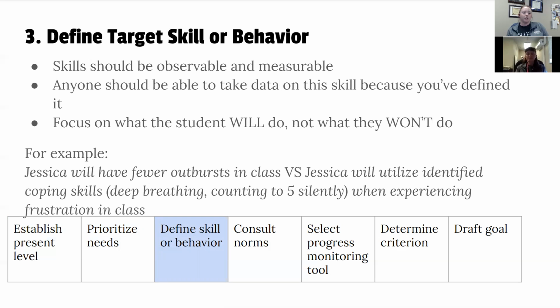So here's an example at the bottom. So instead of writing a goal like Jessica will have fewer outbursts in class, you might flip that to what they will do and say Jessica will utilize identified coping skills when experiencing frustration in class. So we want to always measure the positives and the skills they're learning rather than something they're not doing.